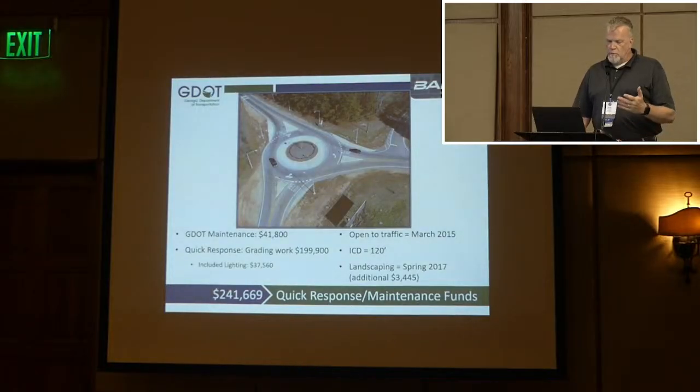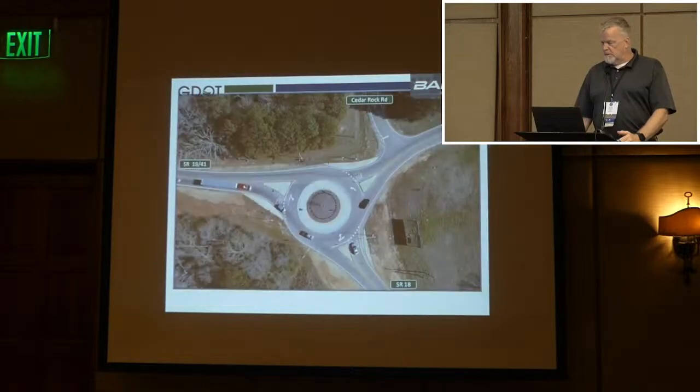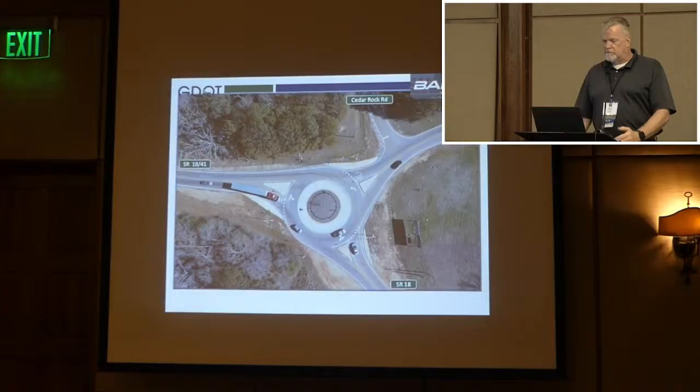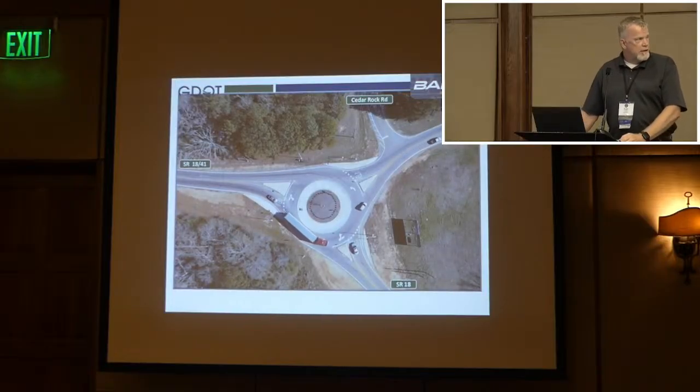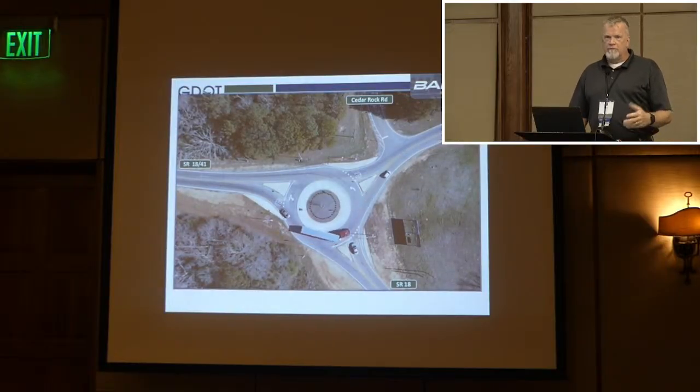But for essentially $241,000, the district was able to, through a combination of maintenance forces and quick response, not only build the roundabout, but also do the lighting at the roundabout and everything else. And it's a 120-foot inscribed diameter. It's been a great project. You can see video here. It shows traffic going through it, including a tractor trailer, and how they're able to be accommodated as they go through the intersection. And this is probably the model type of size and all that.